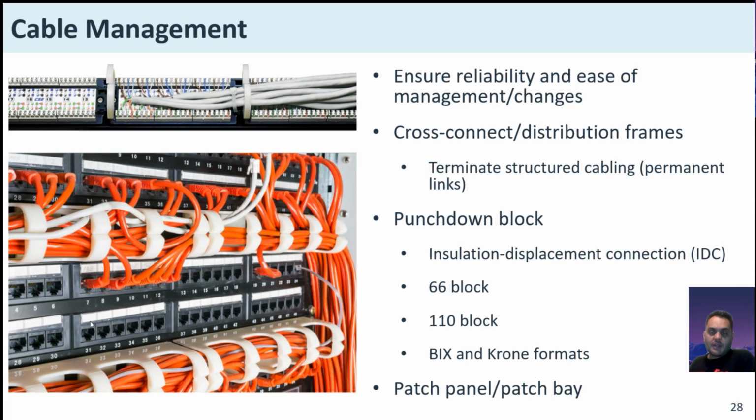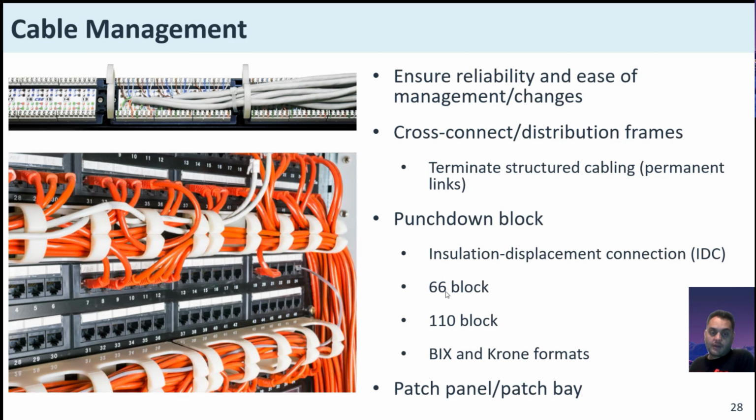The IDC contains contacts that cut the insulation from the wire to hold it in place. This design allows a large number of cables to be terminated within a small space. Several different punchdown block and IDC formats have been used for telecommunications and data cabling.